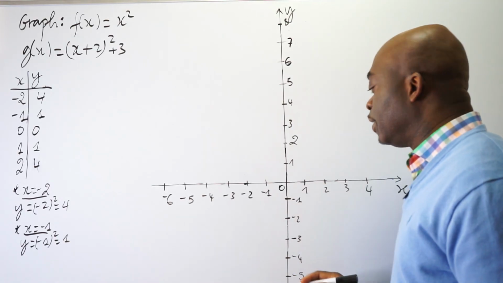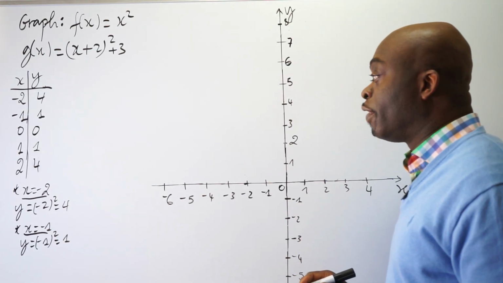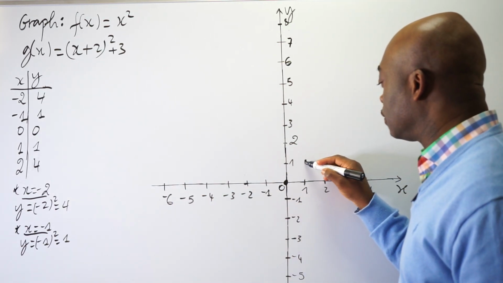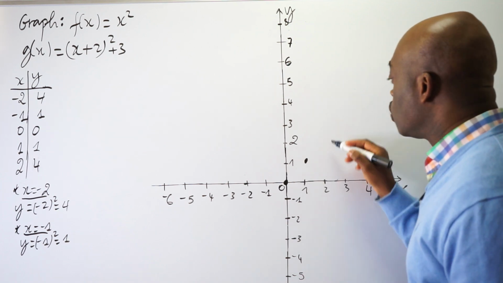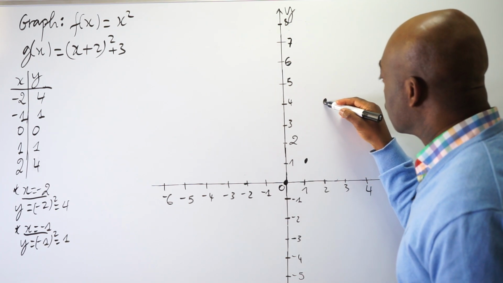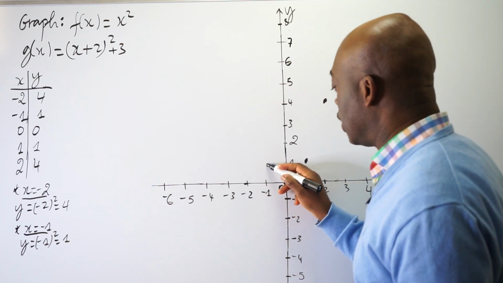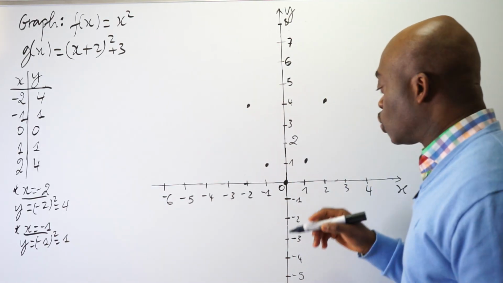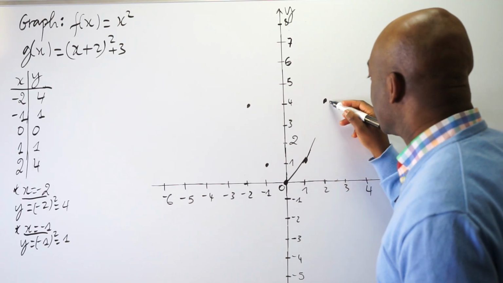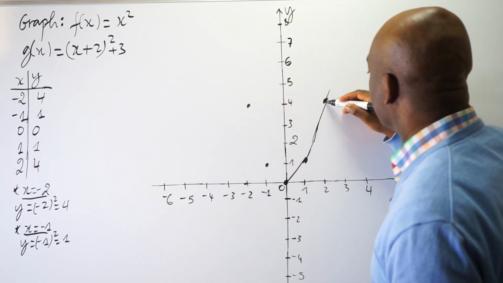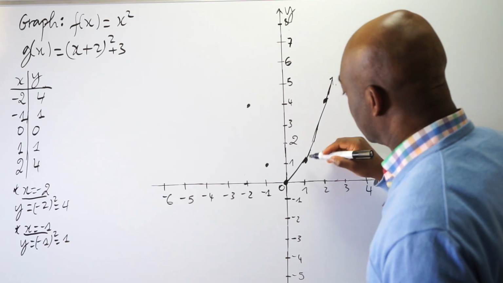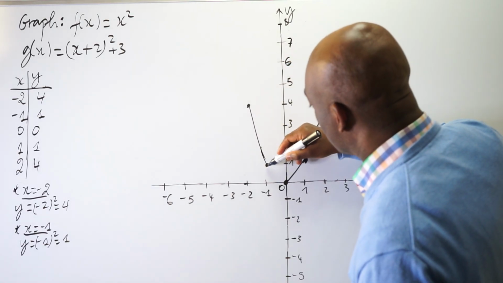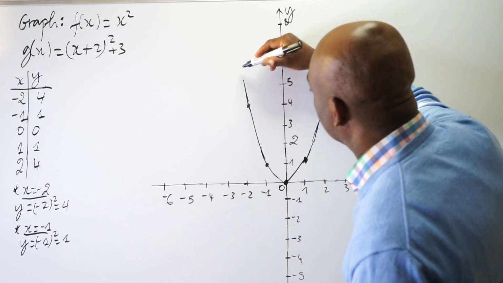So let's go now to the graphing sheet. We have 0, 0, which is right in the center. We have 1, 1. We have 2, 4. We have -1, 1 and then -2, 4. So that's what we have so far for f of x, and then we can graph it by connecting the points. So here we are. Beautifully done.